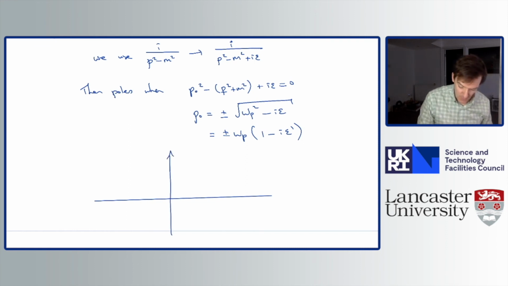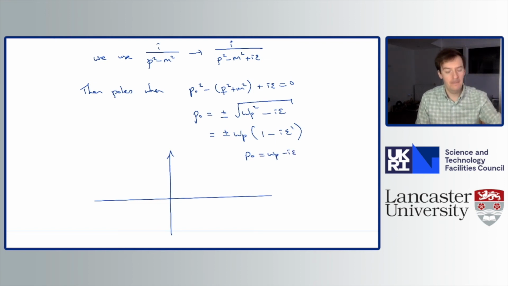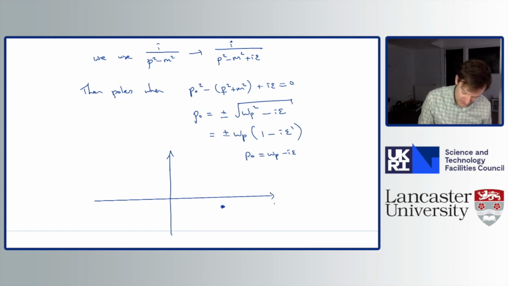We have one pole at p naught is omega p minus i epsilon. Okay, so that would, let's put that here. So it's a positive real piece, the negative imaginary piece, and we have another pole at p naught is minus omega p plus i epsilon. So that's going to be here.